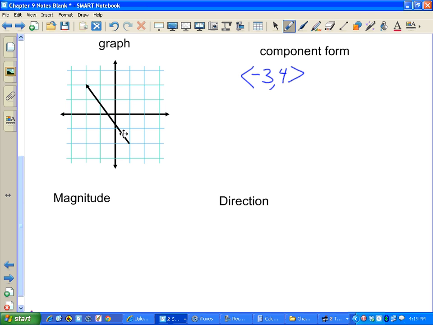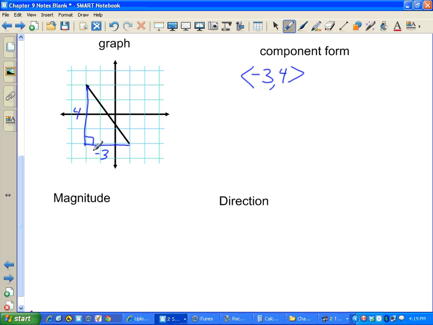If I want to know its magnitude, I need to know how long this is. So if I want to find the length of this, really what I'm doing is I'm using my distance formula. The distance formula is just a form of the Pythagorean theorem, which is why this is in this chapter. I'm just going to use Pythagorean theorem. This is 3, this is 4, which is the same thing I got from my component form. It doesn't really matter what the signs are. I'll put it on there.